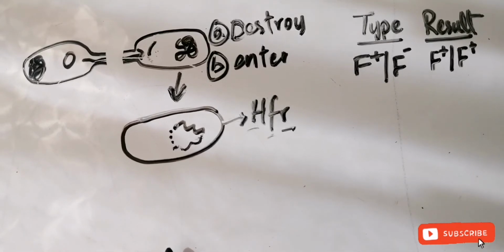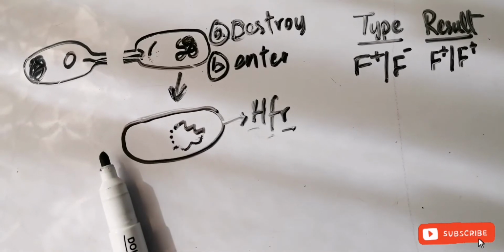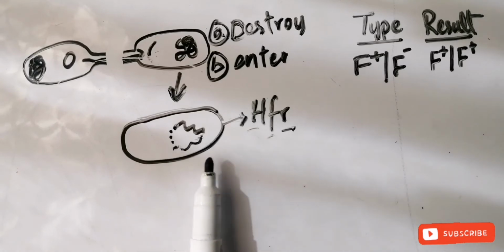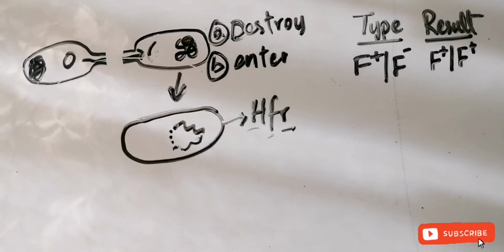See, there are some bacteria which are F positive cells, but there are some bacteria which are HFR. HFR have a much larger ability than F positive cells to transfer the genetic material from one bacterium to another. So this is the HFR condition, or HFR bacteria.